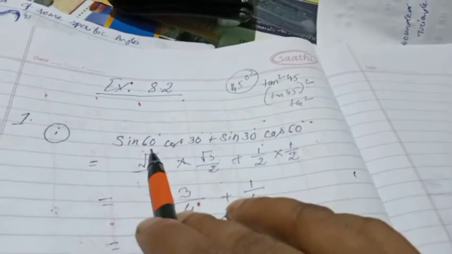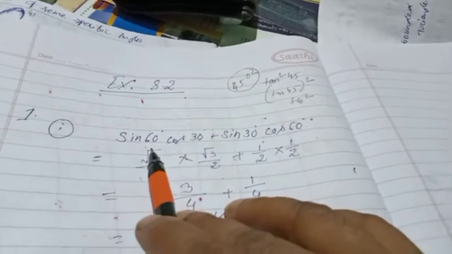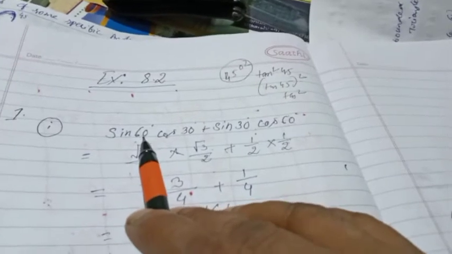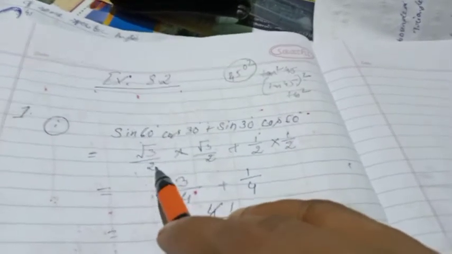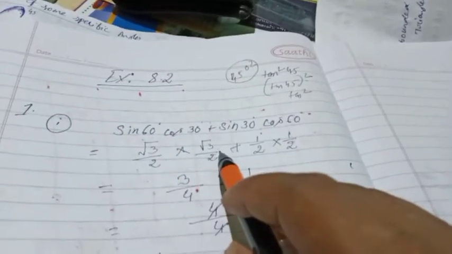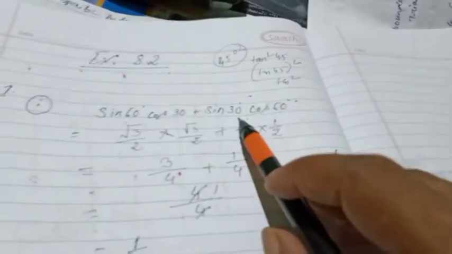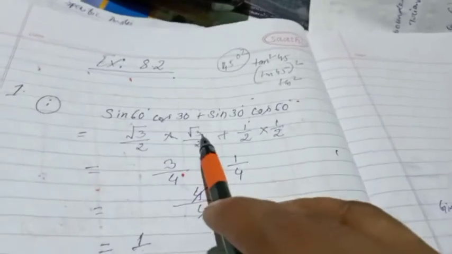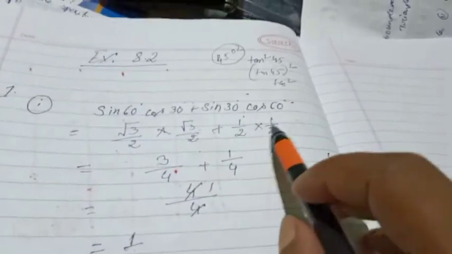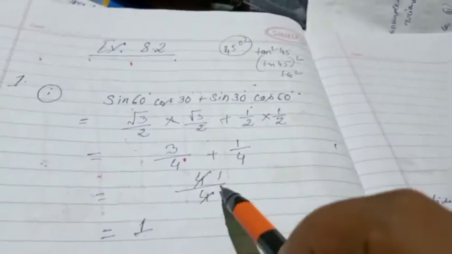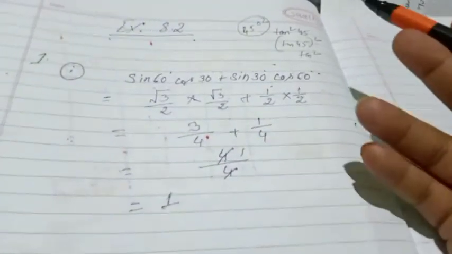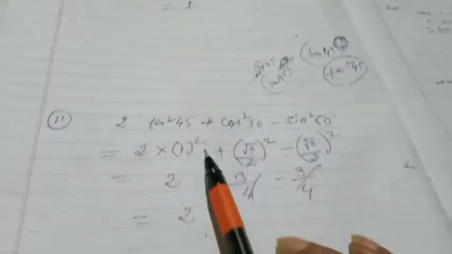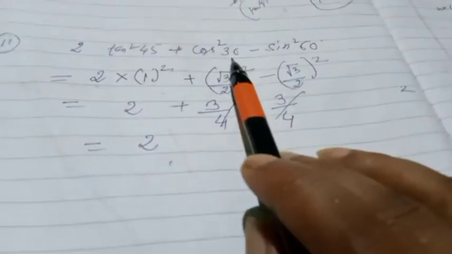Here sine 60 into cos 30. What is the value of sine 60? You can see in the table that sine 60 is root 3 by 2, into cos 30, which is also root 3 by 2. Sine 30, what is the value of sine 30? Half. Into cos 60, also half. Root 3 into root 3 is 3, 2 into 2 is 4, 1 into 1 is 1, 2 into 2 is 4. So 4 by 4 is 1. This is very, very easy. Then question number 2: 2 tan square 45 plus cos square 30 minus sin square 60.